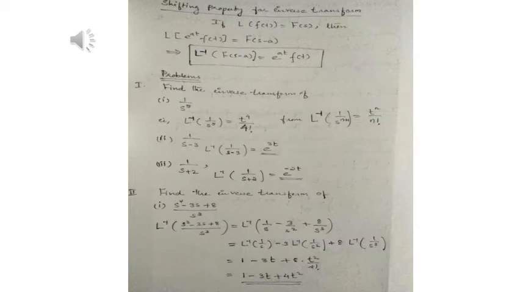Now we know L inverse of 1 by s is 1. So the first value is 1. Then L inverse of 1 by s square is t. So it is 1 minus 3t plus 8 into L inverse of 1 by s cube. We know the formula L inverse of 1 by s raised to n plus 1 is t raised to n by n factorial. Here n plus 1 is 3, so n is equal to 2. Therefore you will get 8 into t square by 2 factorial. So we get the final answer.